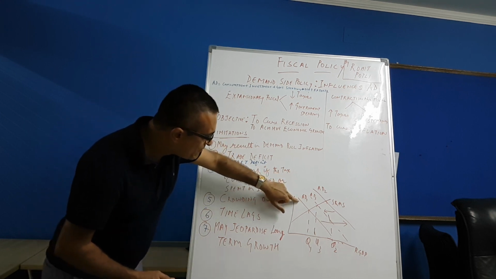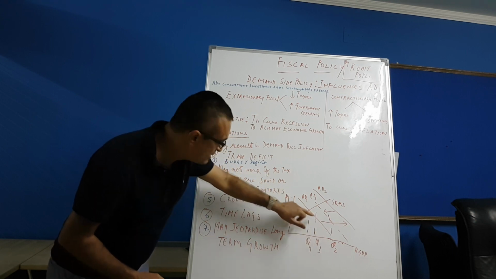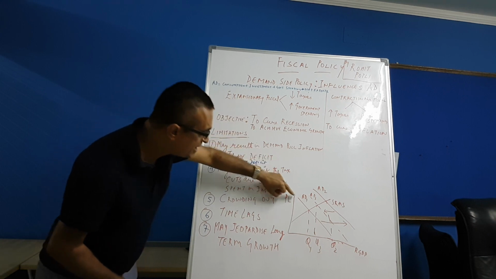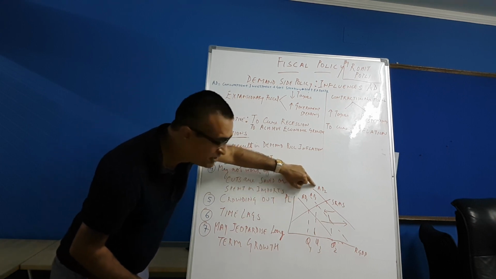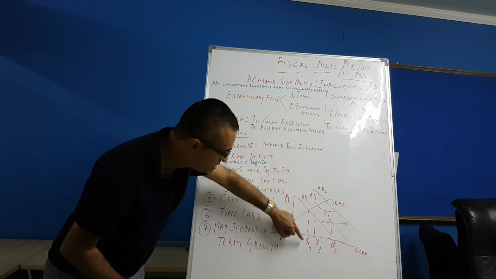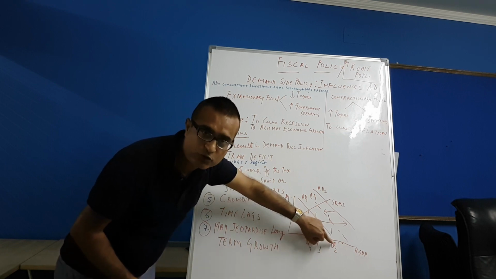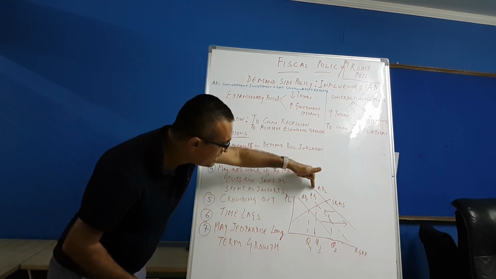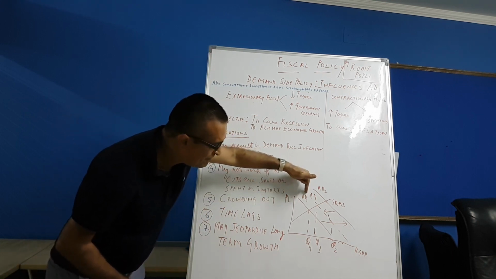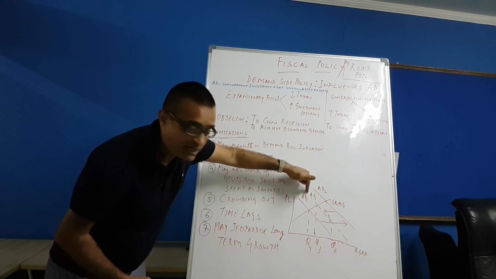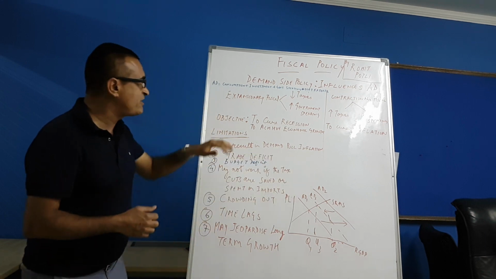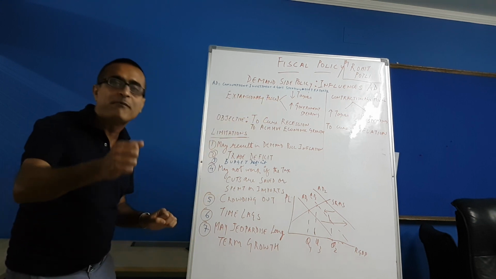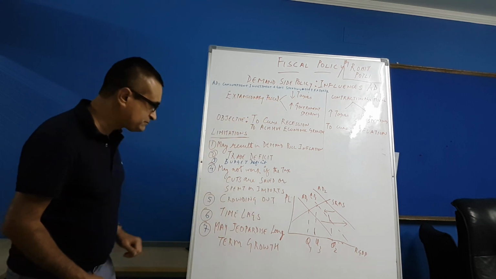So AD, which was here in the beginning to start with, and when government used the expansionary fiscal policy, AD rose from AD1 to AD2, which is all good because the real GDP increased from Q1 to Q2. But because of the interest rate rising, AD would come back and shift leftward to AD3, which means some of the positive impact of expansionary fiscal policy would be negated. And that phenomenon is called crowding out.